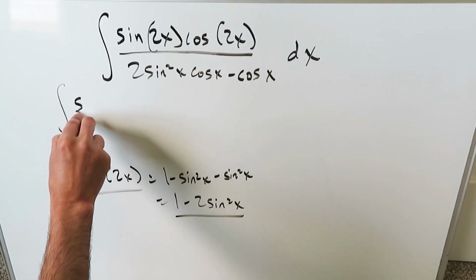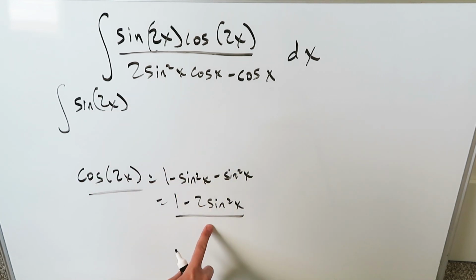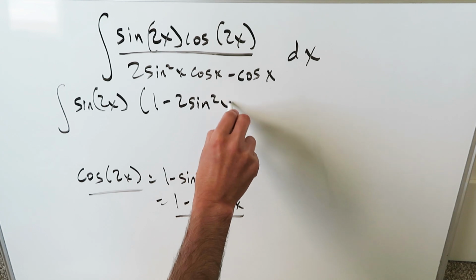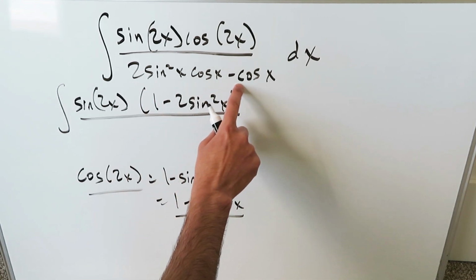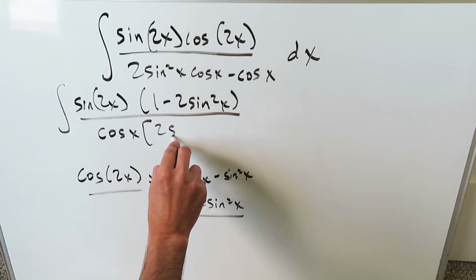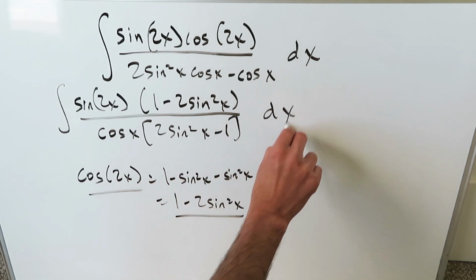We're looking at sine 2x in the numerator. Then I have this item coming right over here, 1 minus 2 sine square x. Look here in the denominator and isolate a cosine x, which is a common term. And you have 2 sine square x minus 1, and we have dx.